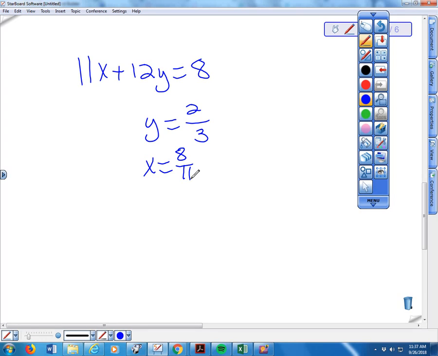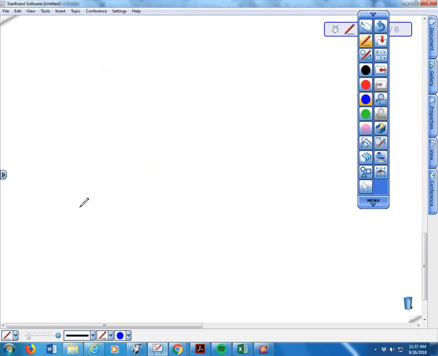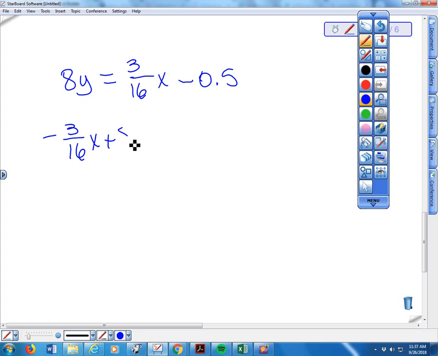Number 7. Write the equation 8y equals 3/16 x minus 0.5 in standard form. Well, standard form means everything needs to be on the left. But I'm back to the same problem. I get it in standard form, and none of my answers are here. Well, that's because we still have non-integer numbers for A, B, and C. So I'm going to try and figure out whether I can make my answer look like one of these.